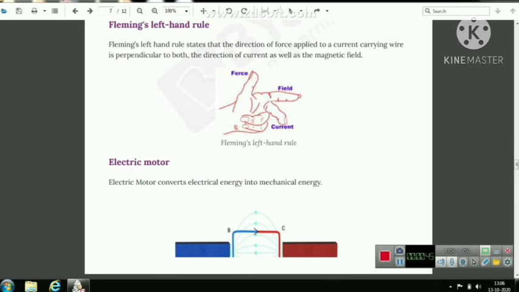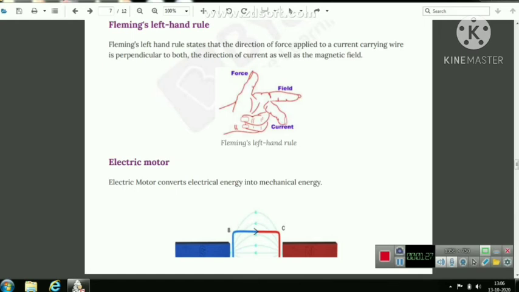So Fleming's left hand thumb rule states: stretch the thumb, forefinger and middle finger of your left hand such that they are mutually perpendicular to each other. If the first finger points in the direction of the magnetic field and the second finger shows the direction of flow of electric current, then the thumb shows the direction of the force. It will point in the direction of the motion or the force acting on the conductor.